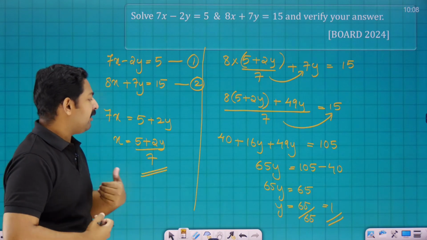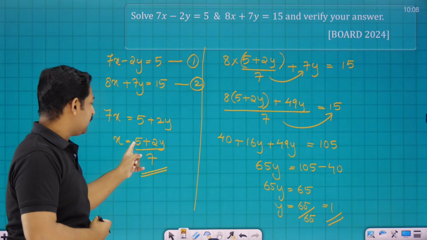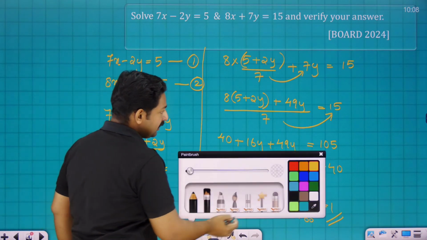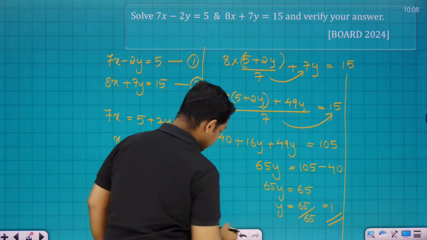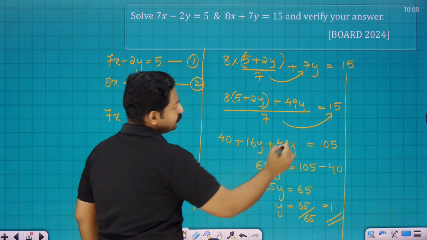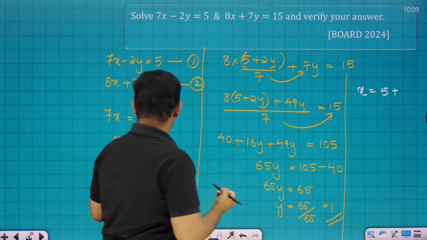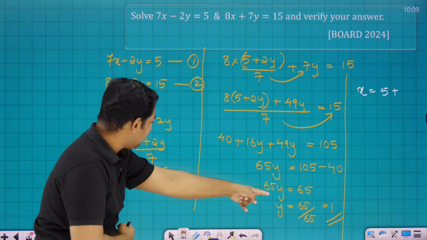So now we need to get the value of x. So we can substitute it in here, because the value of x is already here, 5 plus 2y by 7. So we can substitute the value of y in this equation. So x is equal to 5 plus 2y. So instead of 2y, the value of y is 1.